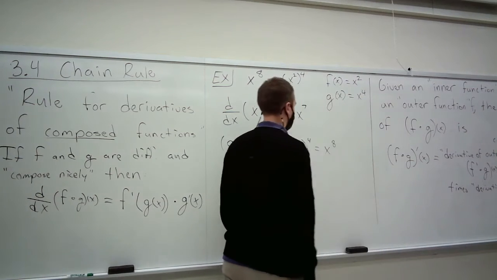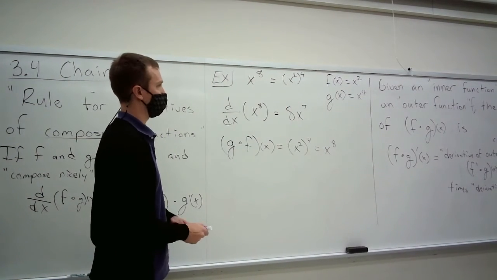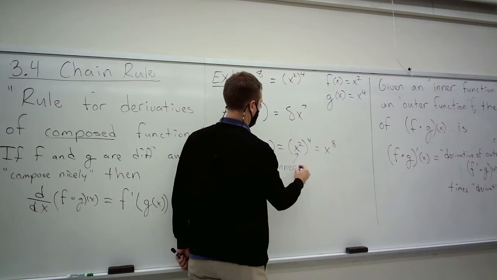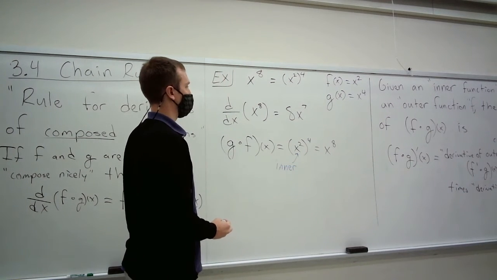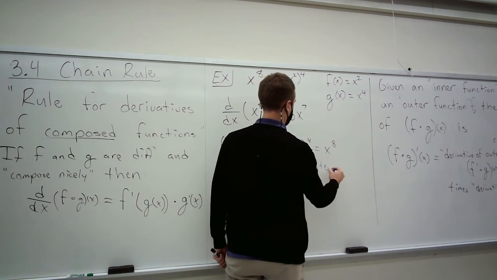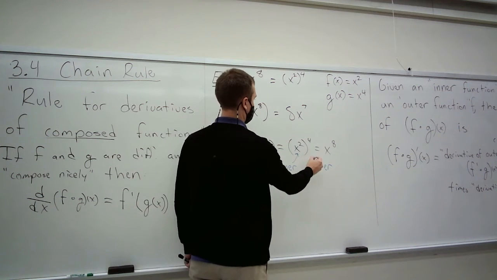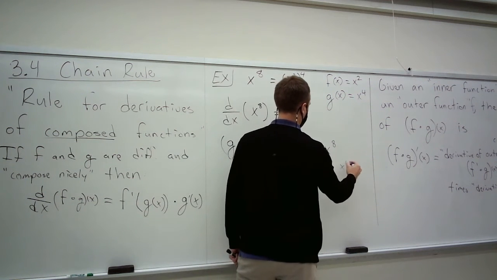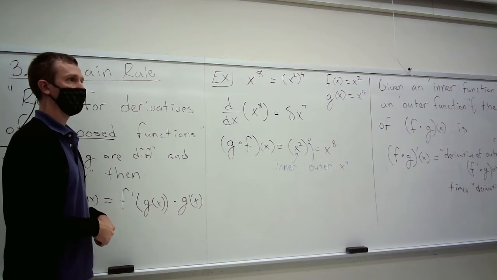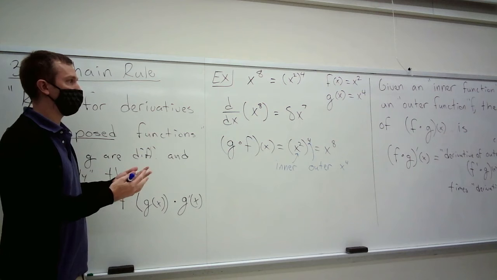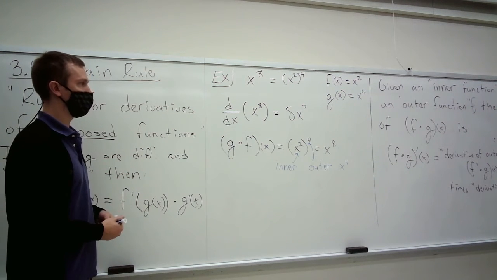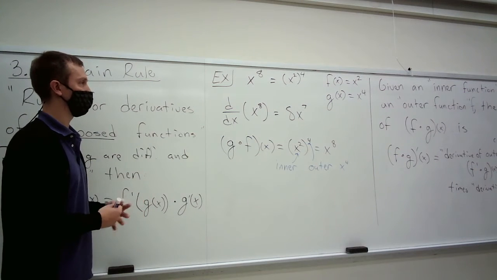Back to this example. What's my inner function? What's my outer function? X to the fourth. Just like in the quotient rule, the identification of these functions is most of the battle. Then what you do is you just make a sort of a chart of these derivatives.